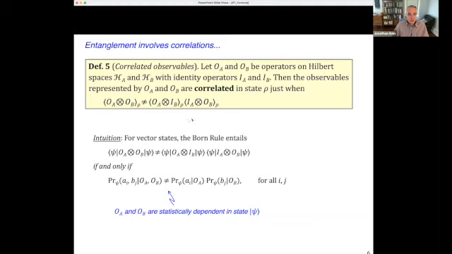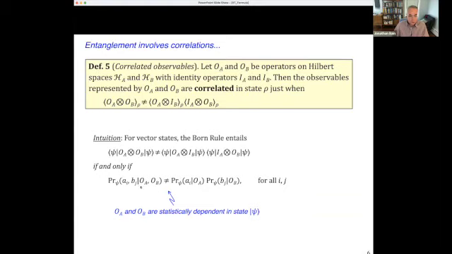And the intuition for this definition can be drawn from the corresponding situation involving vector states. You can show the Born rule entails that this corresponding non-factorizability condition for expectation values with respect to vector states holds if and only if the corresponding Born probabilities satisfy this inequality. Where on the left is the joint probability of obtaining values little a and little b of the two observables, and on the right are the marginals of obtaining the values for OA and OB separately.